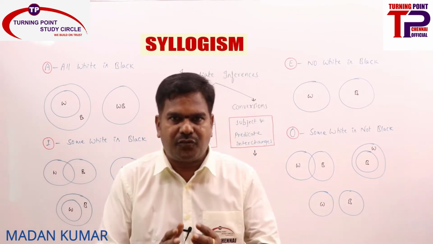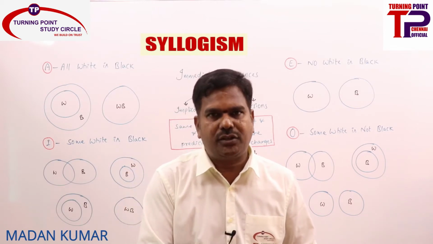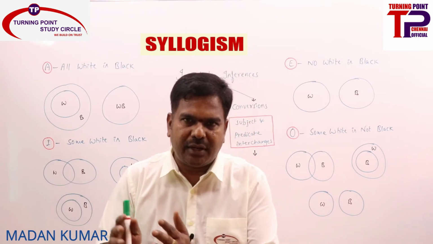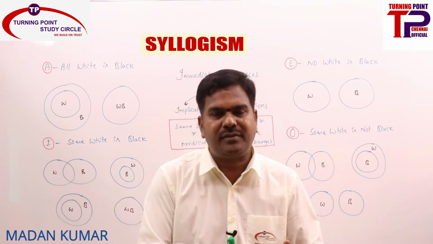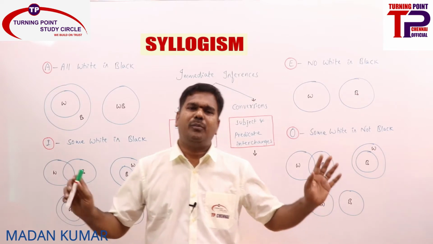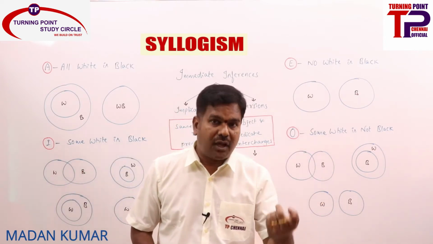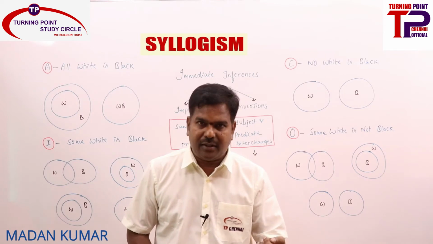Immediate inferences are further bifurcated into two, that is implications and conversions. Implications means same subject and same predicate must be there. Conversions means subject and predicate will interchange. Here you will surely have many doubts. If I say some white is black, can I tell some white is not black is also true? Can I tell that?